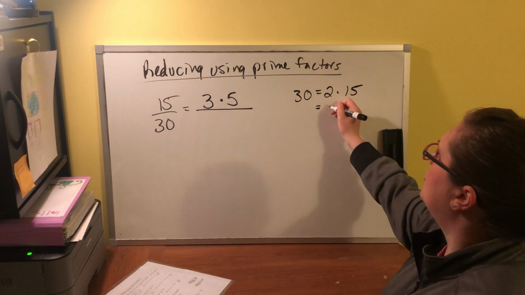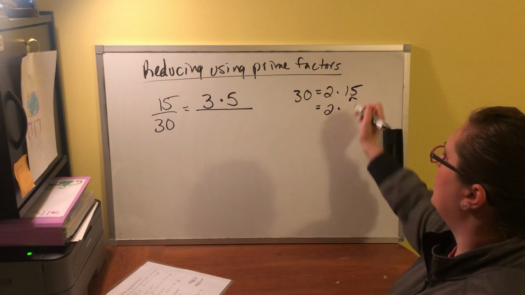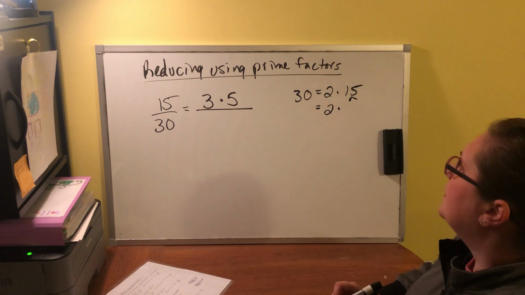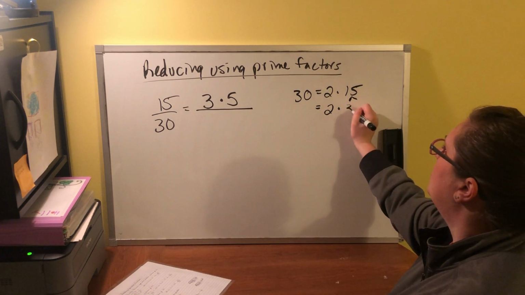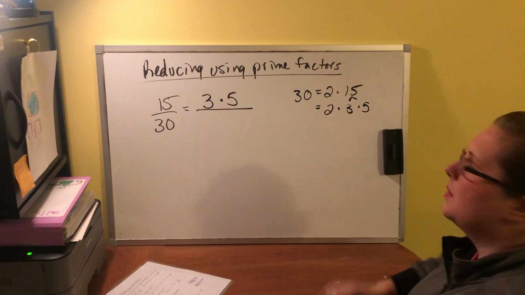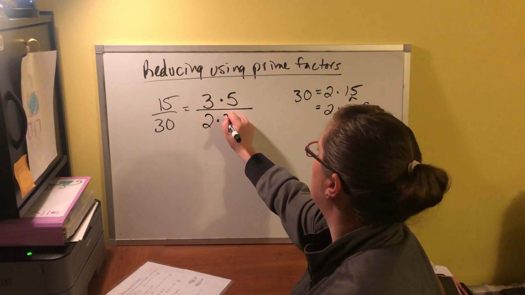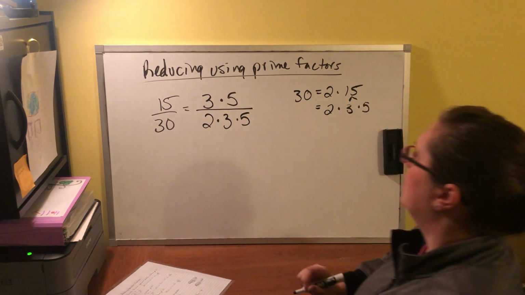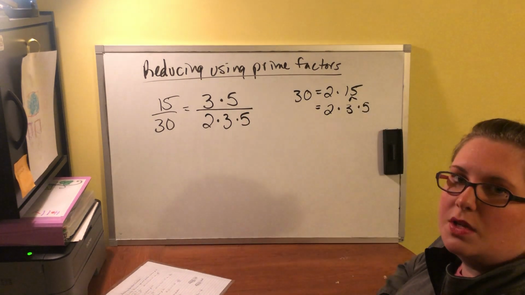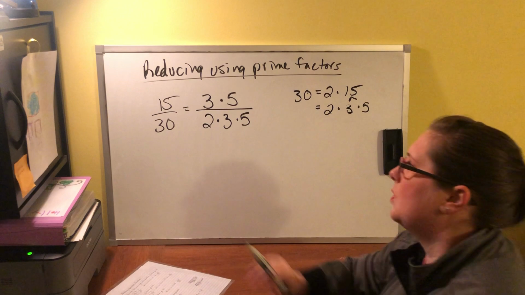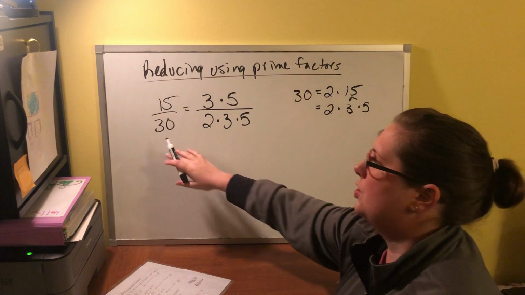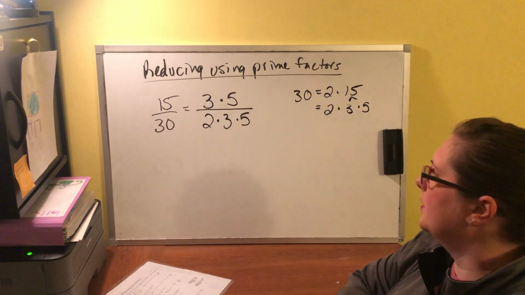So we're going to look at the 2. 2's prime. We're going to write it down, and we're going to analyze our 15. 15 we can break up into 3 times 5, and all of those are prime. So we're going to go ahead and put that in our denominator. Because 2 times 3 times 5 is 30. So it's a good way to check your work, right? Multiply those numbers together, and you should still end up with your original number, okay?